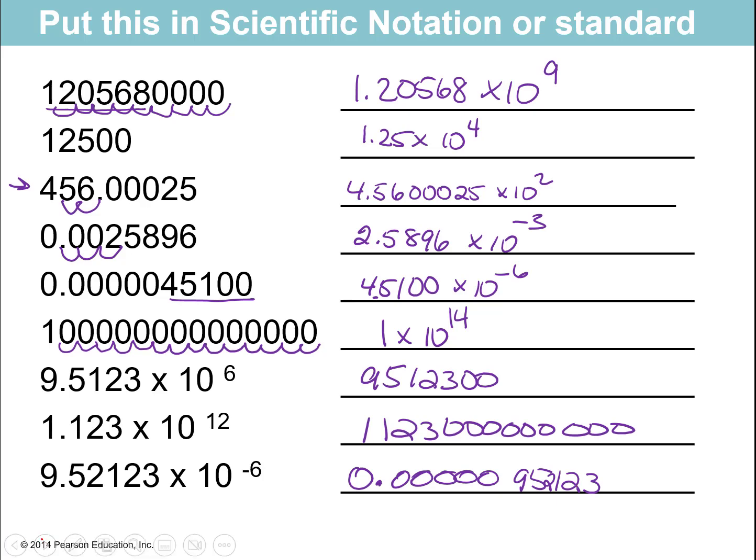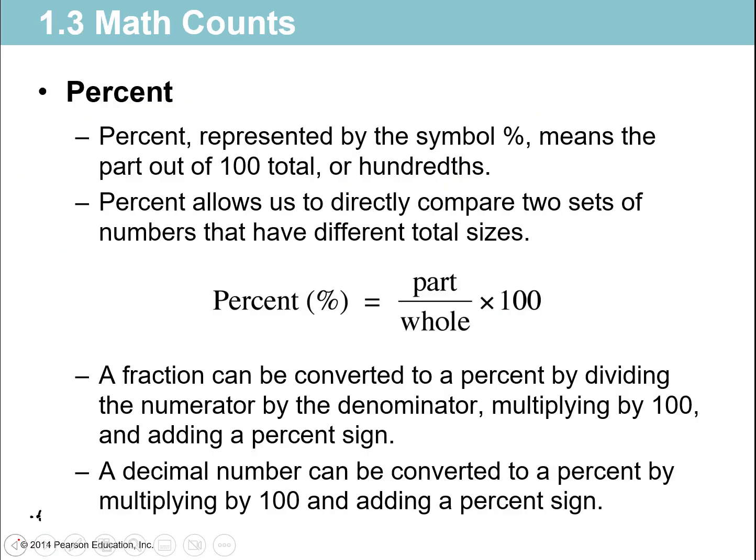Okay, so I really don't think it's just a matter of remembering. Just remember, if your exponent is positive, you know that your number is bigger than 1. If your exponent is negative, your number is smaller than 1. So move your decimal place appropriately so you don't mix those up.